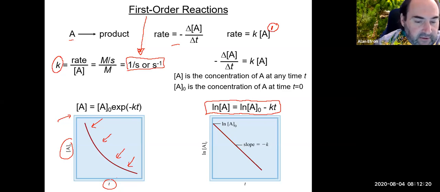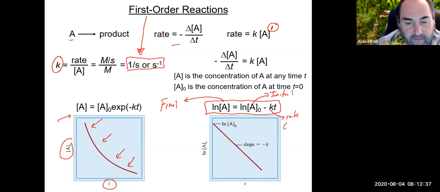And that's ln[A] equals ln[A]₀ minus kt. [A] is the final concentration. [A]₀ is the initial concentration. k is our rate constant. And t here is actually time, not temperature. So that's time, again, not temperature. And that's the equation for specifically a first order reaction.